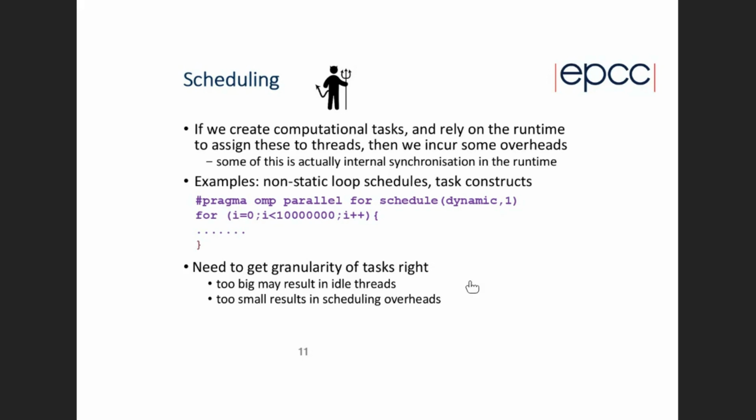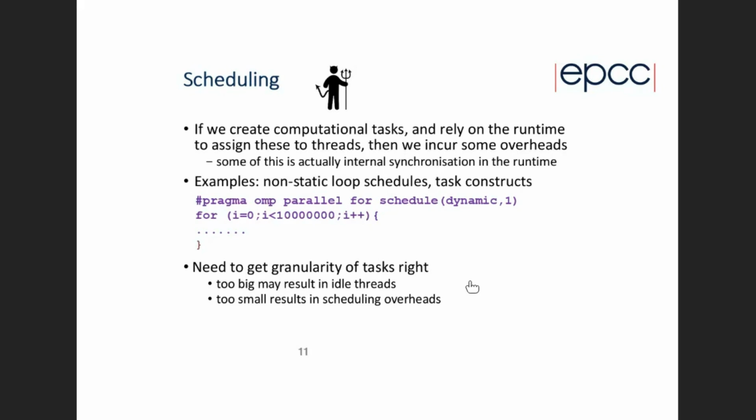So the message here is that in this kind of situation, if you're using dynamic schedules or tasks in particular, then it's important to get the granularity of those tasks right. If you have too few big tasks, then you probably will end up with idle threads because the runtime won't be able to successfully balance the load for you.